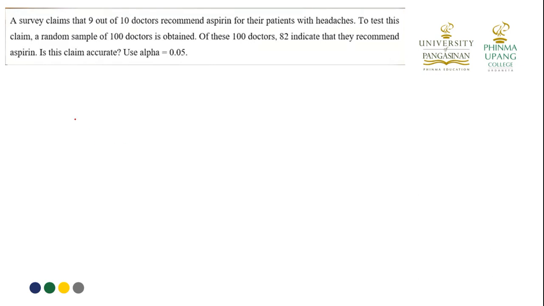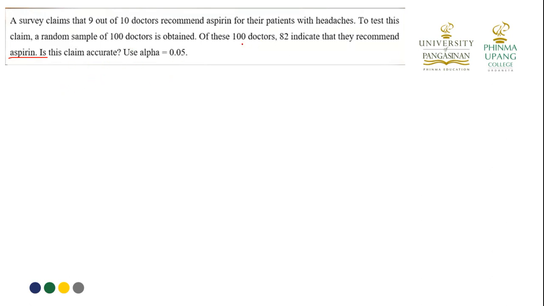Mag-solve tayo. Okay, a survey claims that 9 out of 10 doctors recommend aspirin for their patients. And please help me in solving the problem. So, wala akong calculator dito. Kayo magsusolve ng mga problem. To test this claim, a random sample of 100 doctors is obtained. Of these 100 doctors, 82 daw yung na-indicate that you recommend aspirin. Is this claim accurate? Use alpha 0.05.